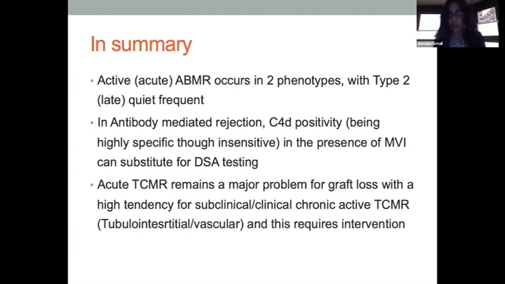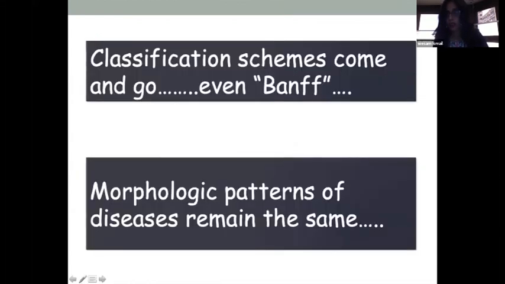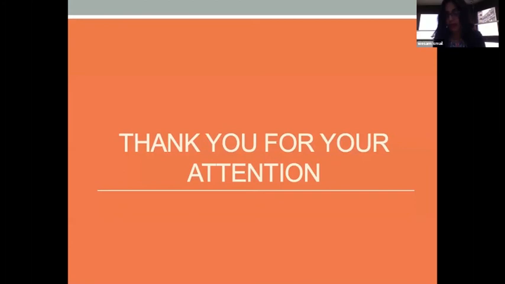Finally, as I always say, remember that we don't manage our patients only according to classifications, because classification schemes come and go. What matters at the end is morphological patterns of disease, or what you integrate clinically all together. Patients might not fit into a specific classification category, but that does not mean that the patient is not rejecting. Thank you for your attention.